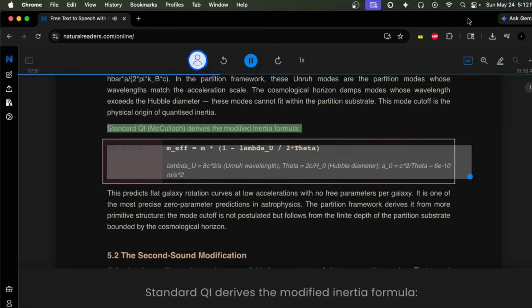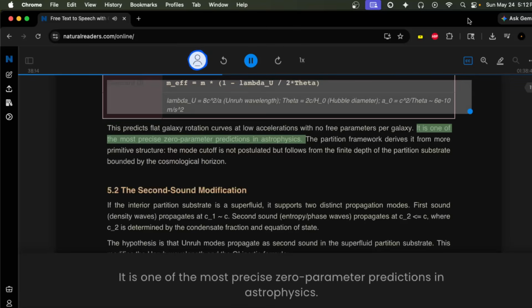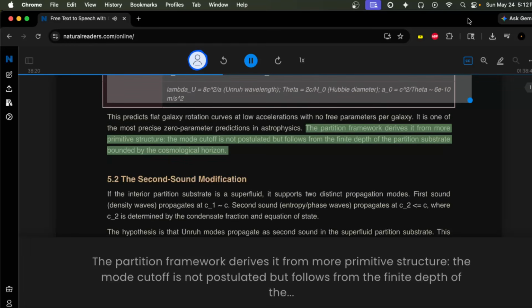Standard QI derives the modified inertia formula. This predicts flat galaxy rotation curves at low accelerations with no free parameters per galaxy. It is one of the most precise zero-parameter predictions in astrophysics. The partition framework derives it from more primitive structure. The mode cutoff is not postulated but follows from the finite depth of the partition substrate bounded by the cosmological horizon.